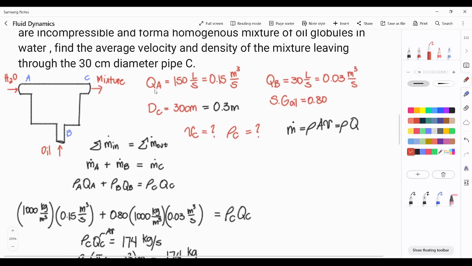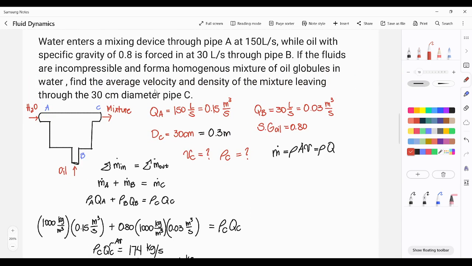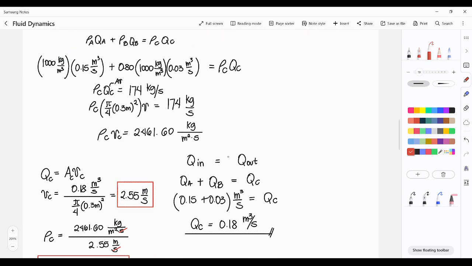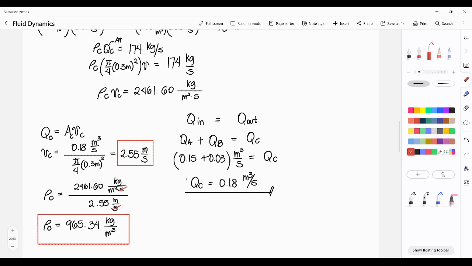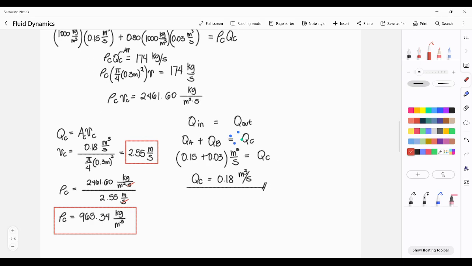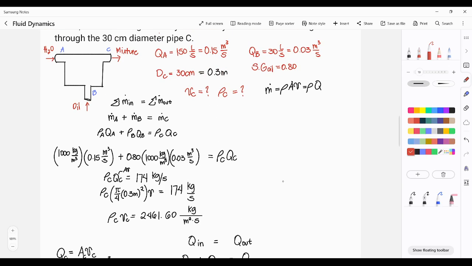So that is all for this problem. Medyo we're stepping up a bit. Okay. Mahalaga dito yung alam mo yung formulang to and yung principle ng conservation of mass as well as the continuity equation. Volume flow rate in is equal to volume flow rate out for incompressible flows. Okay, that is our final answer.